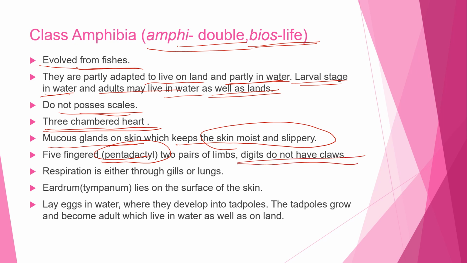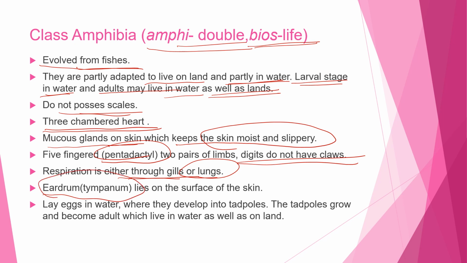Now respiration is either through gills or lungs. When they are staying in water in their larval stage, it is through gills, because there they can't survive with lungs. But when they are adults, when they move to land, they breathe through lungs. So respiration is either through gills or through lungs. In the larval stage they have gills, which are modified into lungs when they are adults and start living on land. Now they have an eardrum, which is called tympanum.